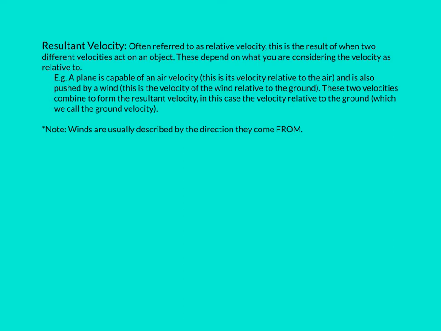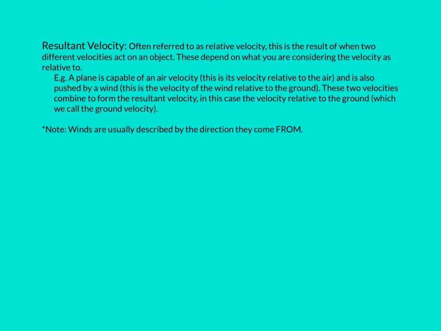So one of the common examples would be a plane. A plane is capable of an air velocity. So that's the velocity relative to the air, and it's what the plane is capable of in still air. And it is also pushed by a wind. So there would be velocity now because of the wind, which is relative to the ground. These two velocities combine to form the resultant velocity. In this case, the velocity relative to the ground, which we call the ground velocity.